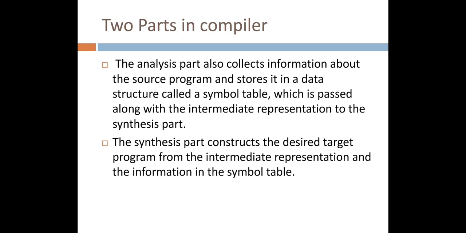As already discussed, we have two parts, the analysis part and the synthesis part, where the analysis part collects various information of the source program and stores that information in the symbol table, where the stored information could be used for further representation in the structure of compiler. And then the synthesis part constructs the desired output or target program from the intermediate representations. So these are the two important parts related to structure of compiler.